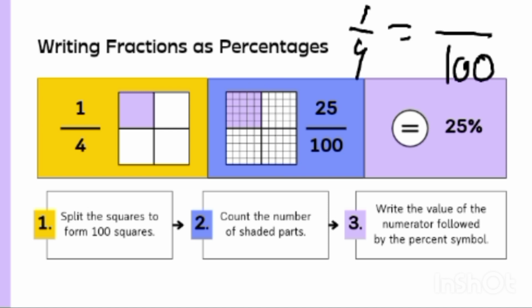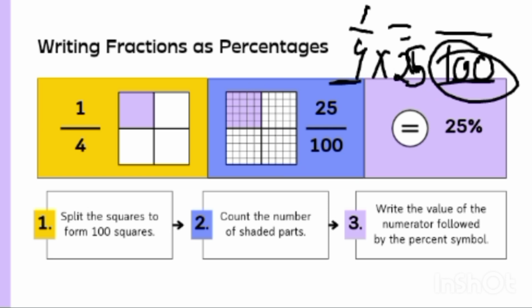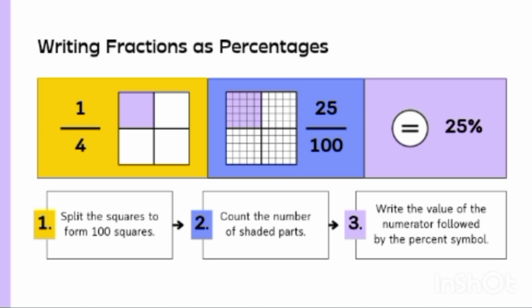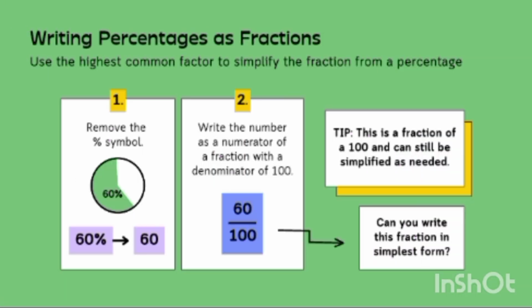You need to see what you will multiply with 4 to get 100. If you multiply 25 with 4, you get 100. So you need to multiply the same number on the top, 25, and you get 25 by 100. This is how you can solve it by equation. Then you can just write the value of the numerator followed by the percentage sign.